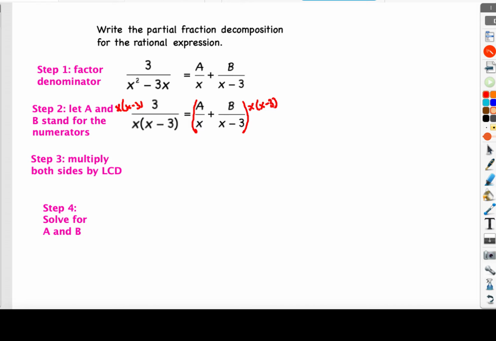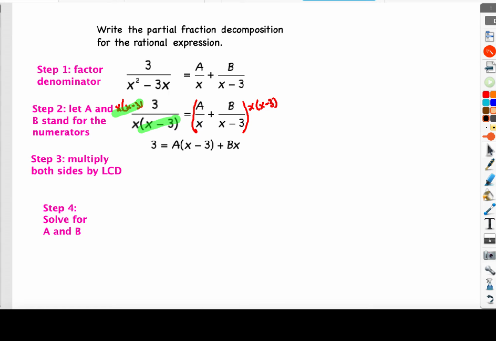On the left, that's going to give me just 3, right? Because basically it would cancel everything in the denominator. And then on the right, the first fraction, the x will cancel with that x out here. And what I'll end up with is a times x minus 3. The second fraction, you can imagine the same thing. This multiplies onto the top. My x minus 3's cancel out, and I get just bx.